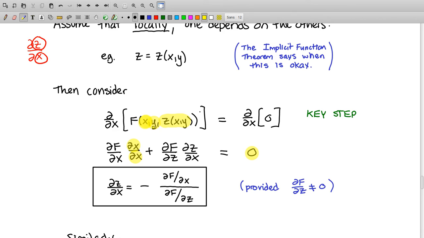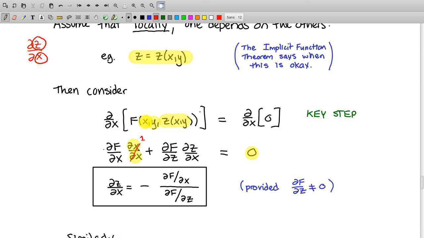I haven't written down the second term, partial y partial x, because in this local conception x and y are independent variables, and so they don't change with respect to each other. So that middle term goes away, and these are the only terms that survive. Of course, the rate of change of x with respect to itself is just 1, and so that hangs around.